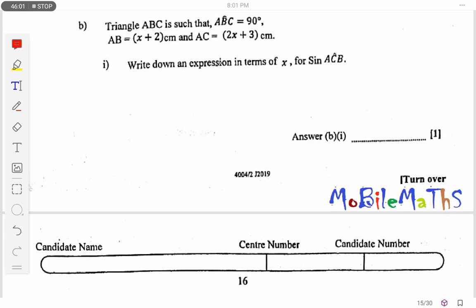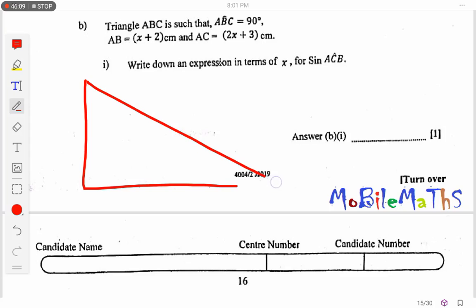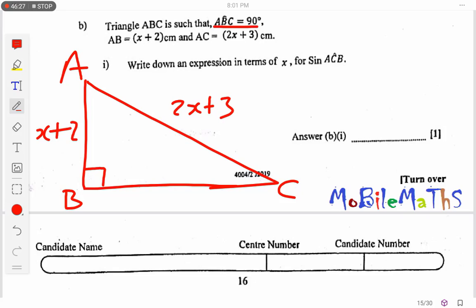Okay, the next question is saying we have got a triangle which has got a 90 degrees. And we are given the sides, so I can as well draw the triangle. Let's draw a right-angled triangle. So this might be, which is 90 degrees, this part there. And then this B, I can say this is A and this is C. AB is x plus 2. Then AC is 2x plus 3 there. Okay, let's see what they are asking now.